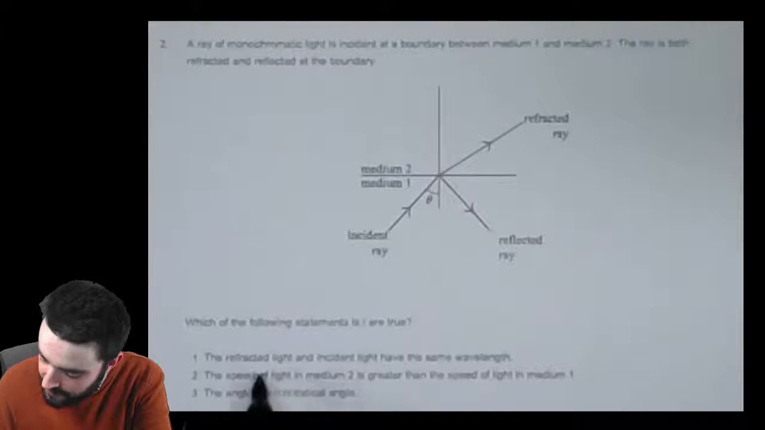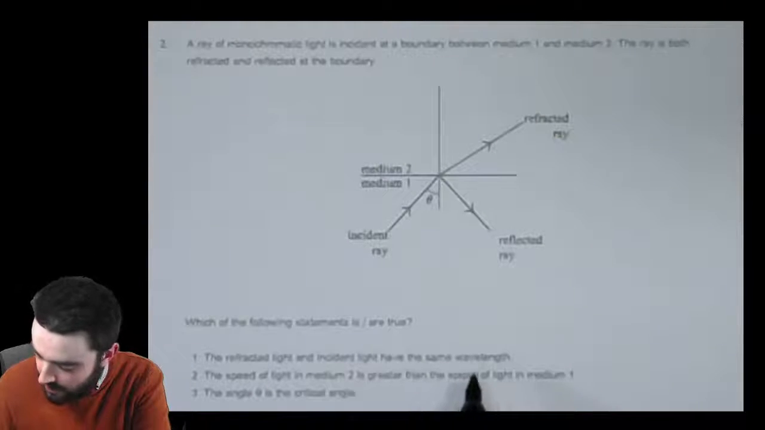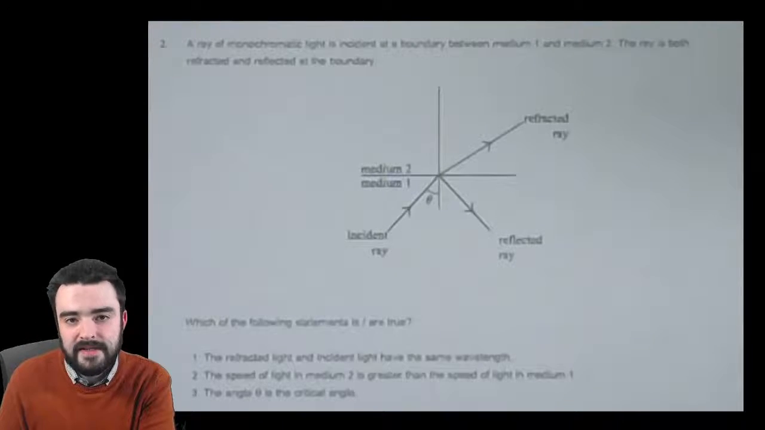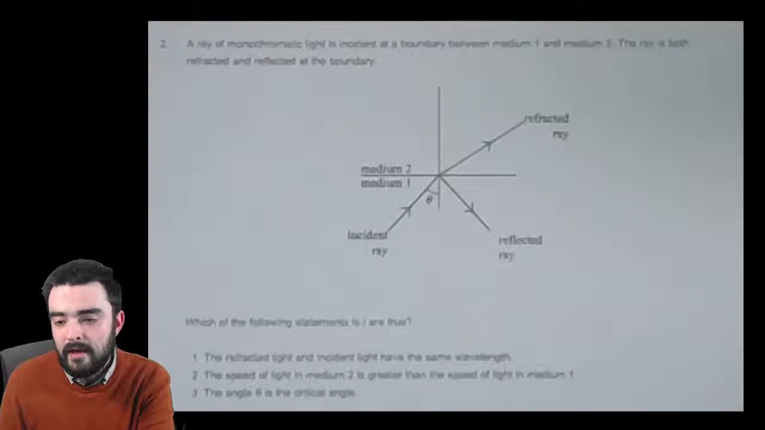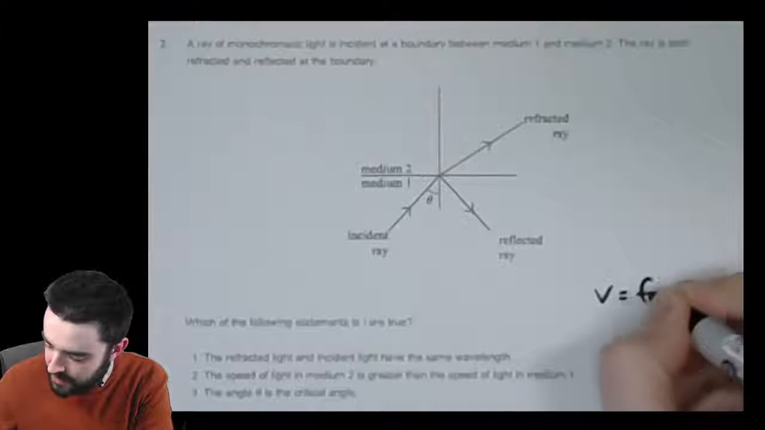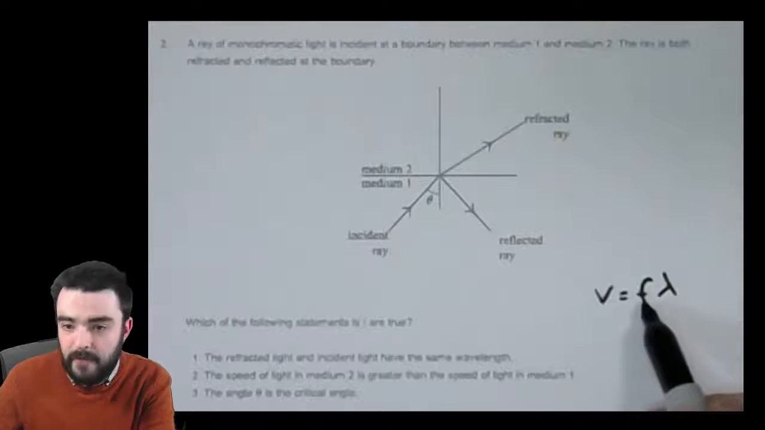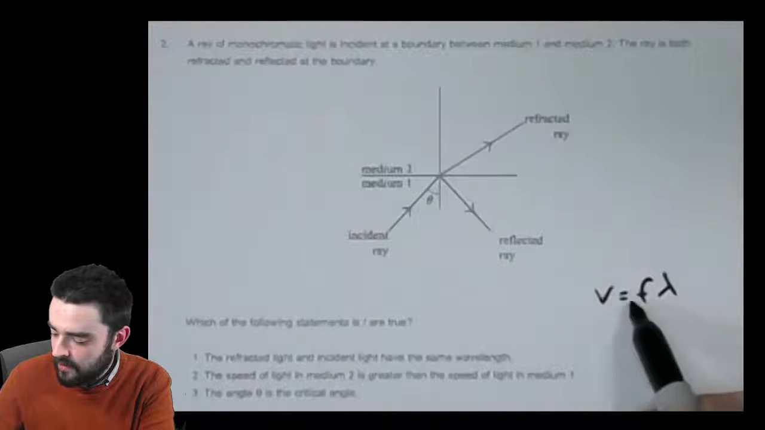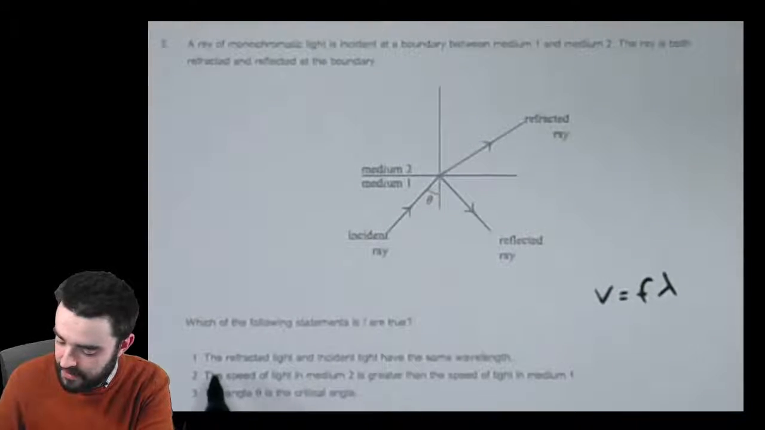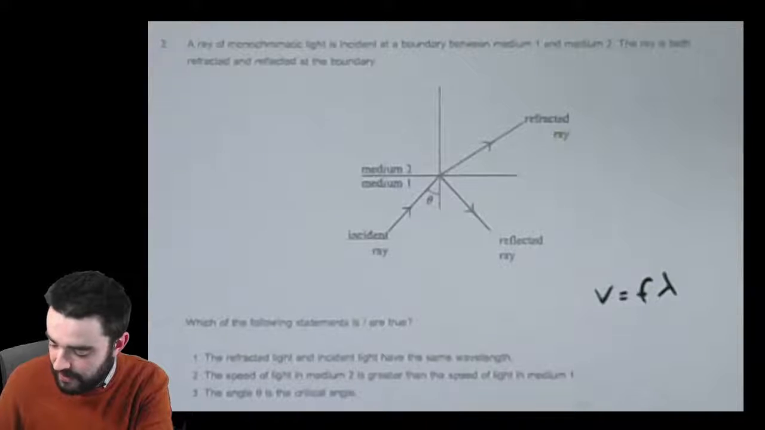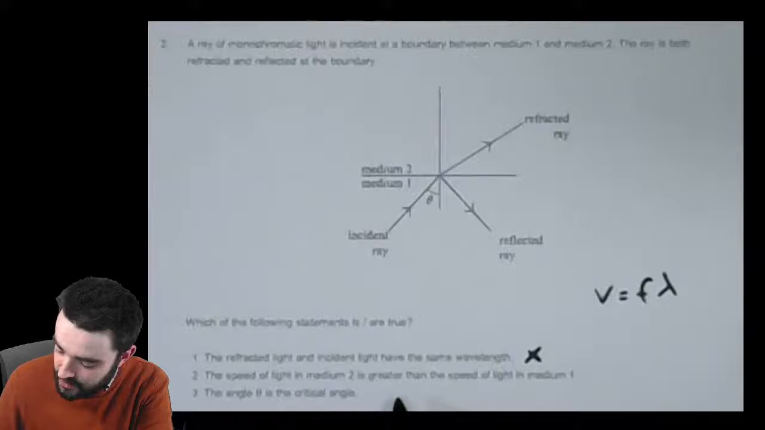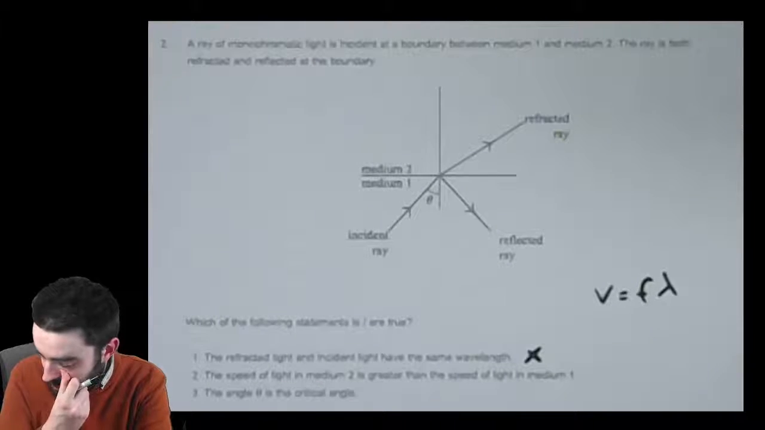The refracted light and incident light have the same wavelength. Well, if something has been refracted, that means it's changed speed, but its frequency has to remain the same. So v equals f lambda. If its frequency has remained the same, but the speed has changed, that means the wavelength has to change. So the refracted light and incident light have the same wavelength: that cannot be true. The speed of light in medium 2 is greater than the speed of light in medium 1.